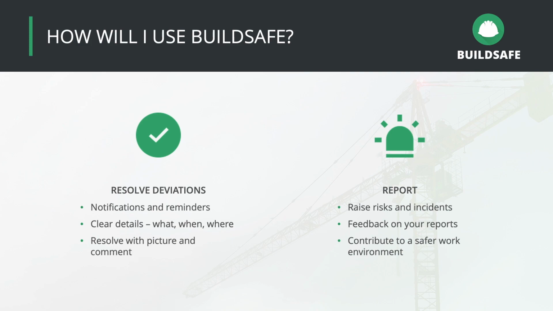In the app, you'll be able to see the details regarding the deviation, such as what needs to be fixed, when it needs to be fixed, and where it is located. When you resolve the deviation, you can easily mark it as finished in the app through a comment and a picture. The second thing you need to know about is sending in reports.